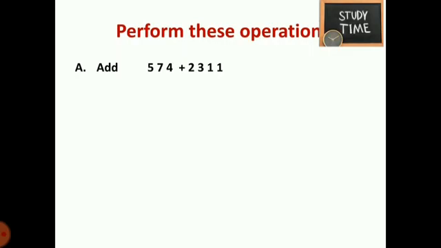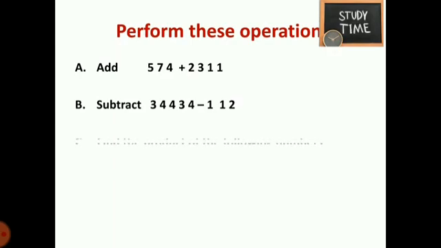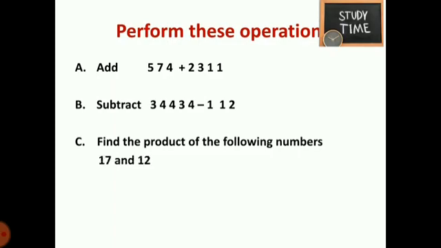First I have given addition of a 3-digit number with a 4-digit number. Next, subtraction of a 5-digit number with a 3-digit number. Next, find the product of the following numbers. You can do box multiplication, which you learnt in Class 3. Next, division: 216 divided by 2. Try to find the quotient and remainder of this.